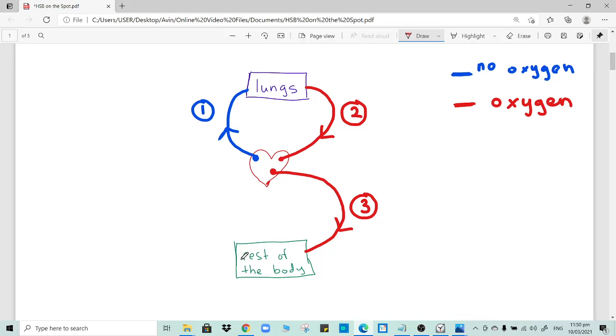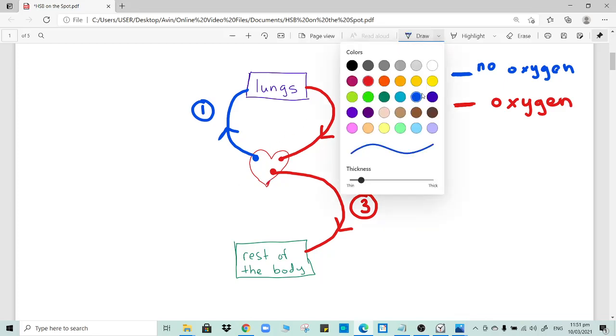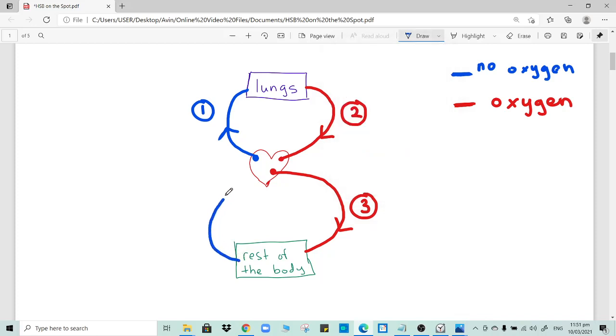And if it uses up the oxygen, when the blood is leaving to go back to the heart, do you think it will contain plenty oxygen? No. It will go back to the heart. Notice it's a blue line, low on oxygen, or well, no oxygen. So let's go through that procedure again.